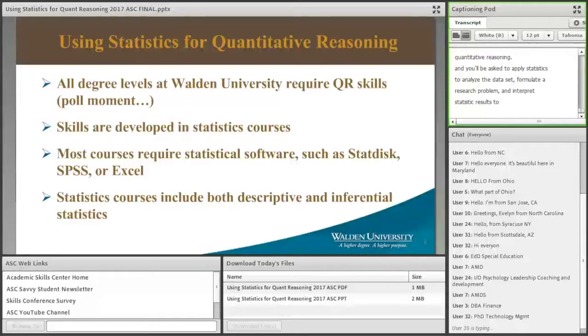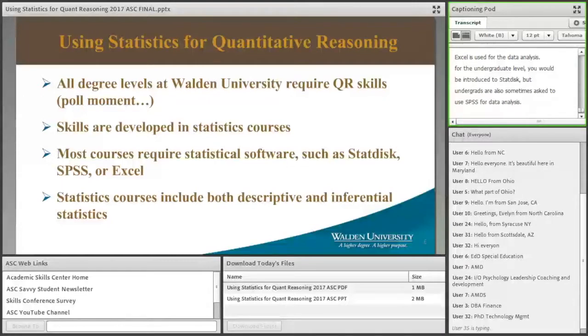For most of you who are in the doctoral program, that would require SPSS to execute your data analysis, but you might also have some rare courses where Excel is used for the data analysis. For the undergraduate level, you would be introduced to StatDisk, but undergrads are also sometimes asked to use SPSS for data analysis.